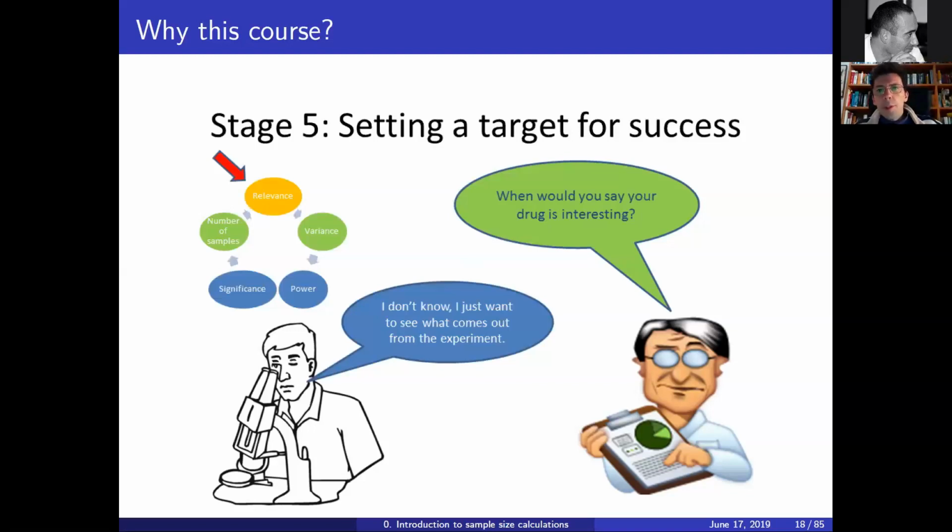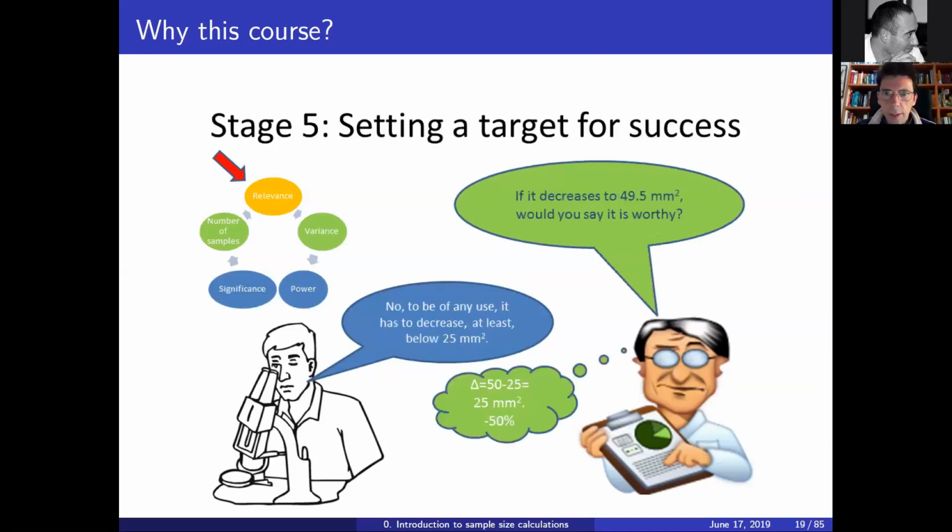So when would you say your drug is interesting? I don't know. I just want to see what comes out from the experiment. And this question is actually asking for this variable here, the relevance. So what do you want to detect? For instance, let's say that you have a new treatment that reduces the lesion from 50 to 49.5 millimeters squared. Would you say that that treatment is worth it?